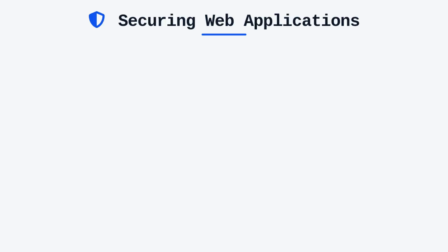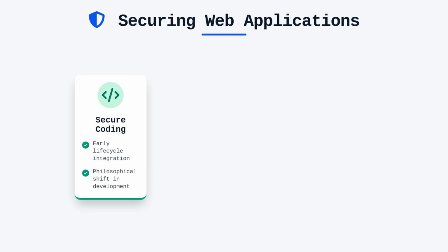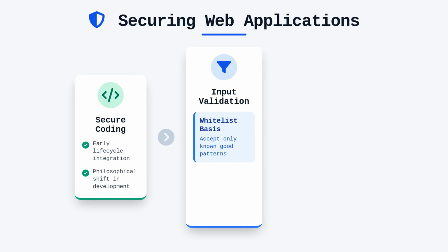Securing web applications requires a philosophical shift towards secure coding practices and rigorous input validation at the earliest stages of the development lifecycle. Input validation should occur on a whitelist basis, where you only accept data that matches a known good pattern rather than trying to filter out known bad strings.